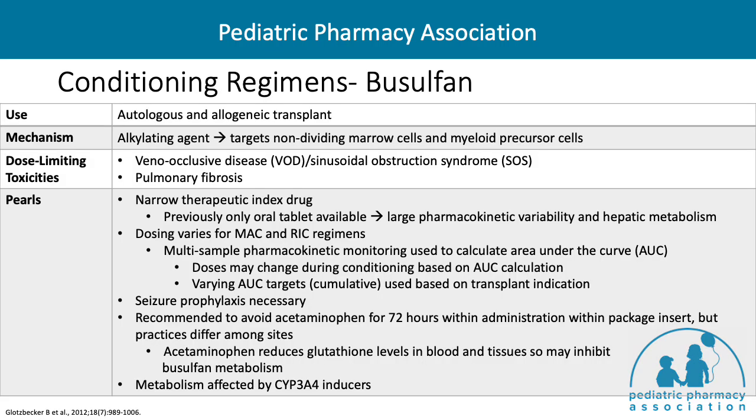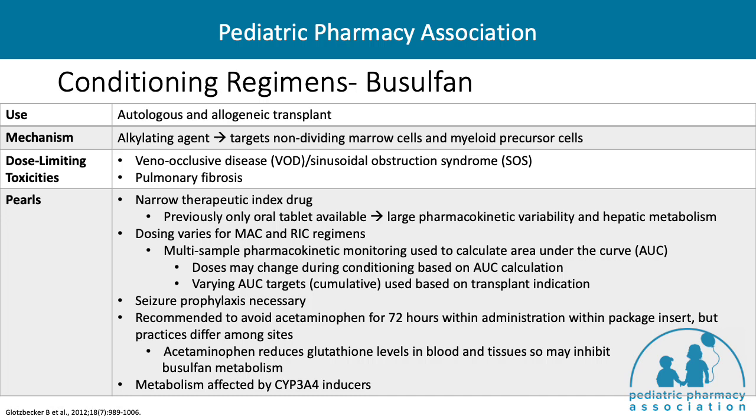So the first agent we're going to talk about within our conditioning regimen medications is busulfan. Busulfan was one of the first chemotherapy agents that was used as a replacement for TBI, and it showed less mortality and similar outcomes in myeloid and lymphoid cancers. Busulfan is used for both autologous and allogeneic transplant. It is an alkylating agent that targets non-dividing marrow cells and myeloid precursor cells.